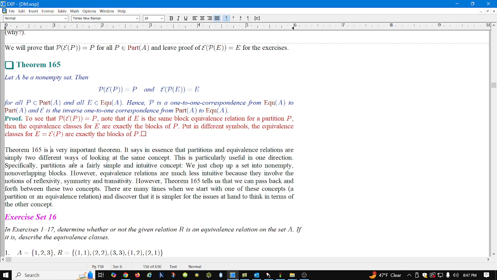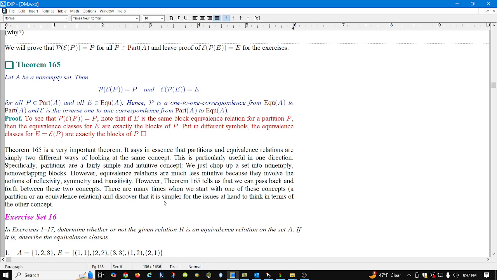Okay, but it's interesting that one of these two concepts, partition, is just so crystal clear. You can just picture in your mind a set and you chop it up and draw it on a piece of paper and chop it up into pieces. Equivalence relations are not so easy to picture, and yet there's no more information in an equivalence relation than there is in a partition.